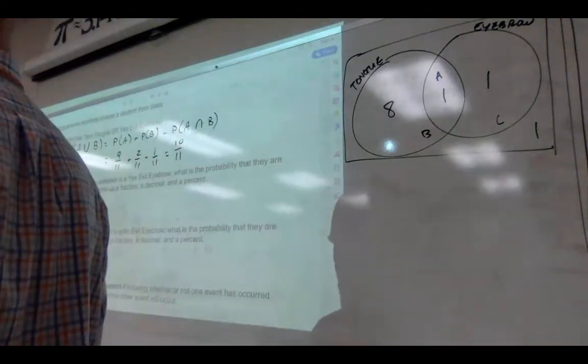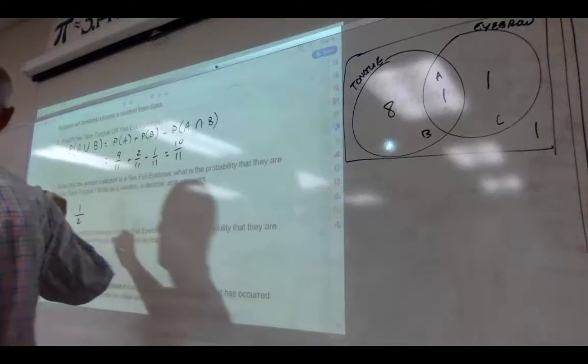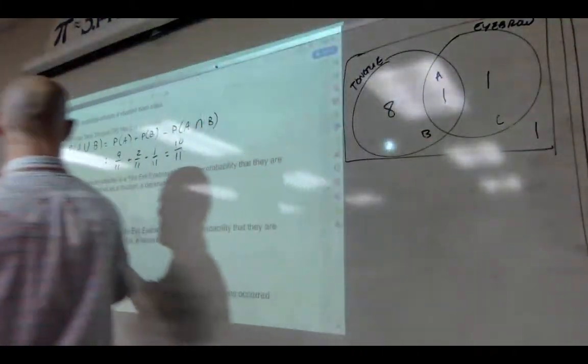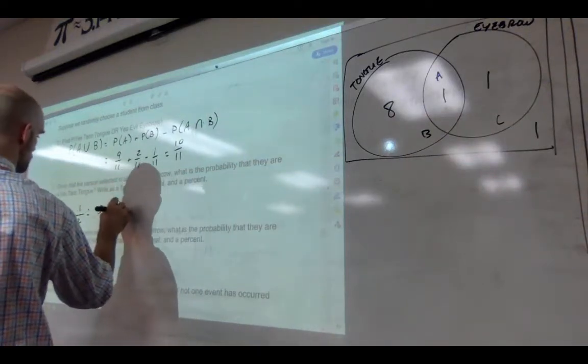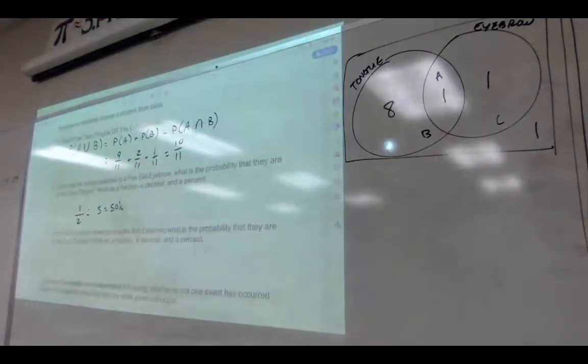So what's the probability that they are yes to a taco tongue? 1 over 2. 1 out of 2. We need to express this as a decimal and percent. 0.5 equals 50%. It's not a big deal for a half. It's more significant to give it as a percent.